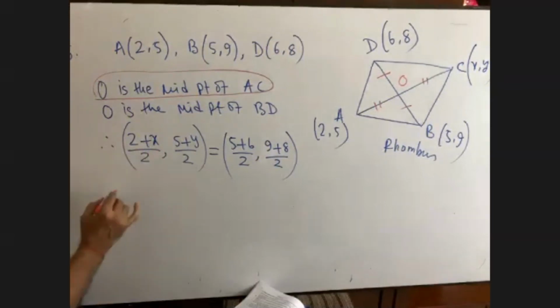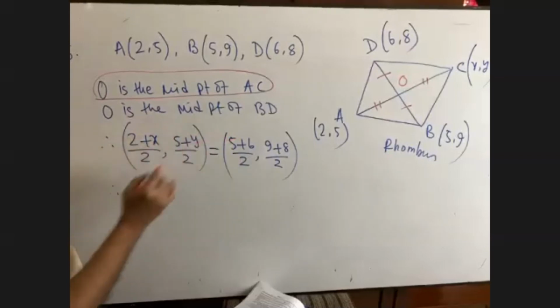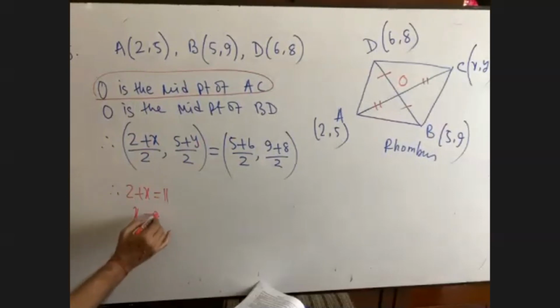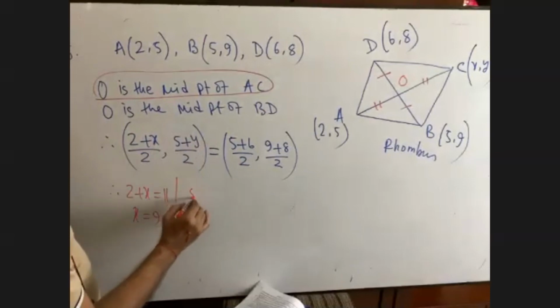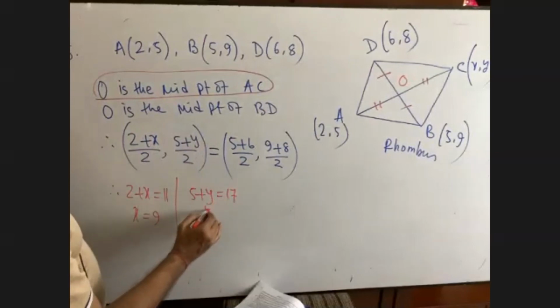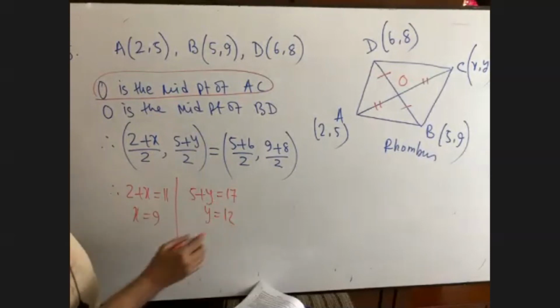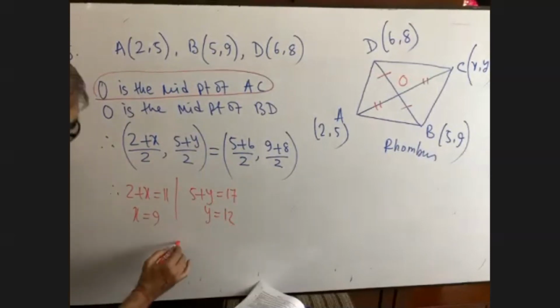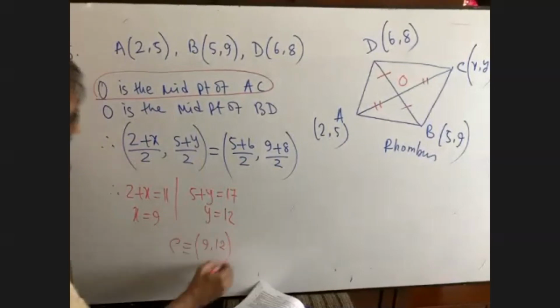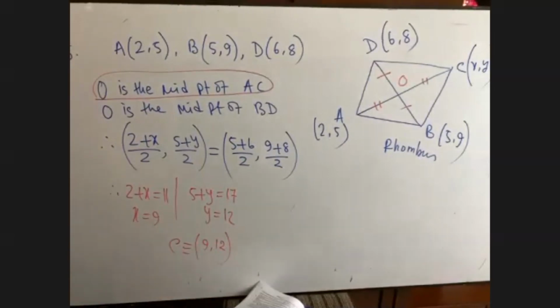We get therefore 2 plus x equals to 11. So x equals to 9. 5 plus y equals to 17. So y equals to 12. So we have got C as 9, 12.